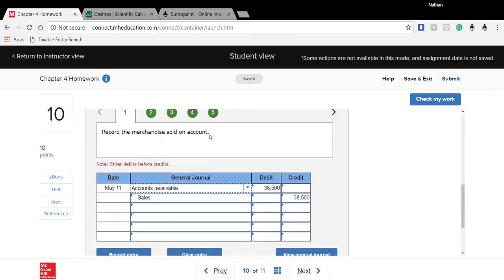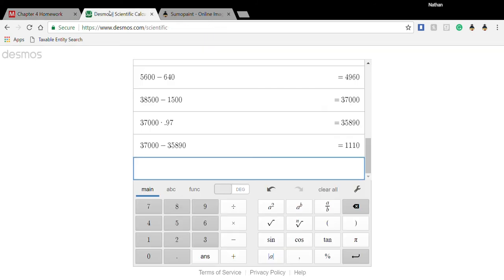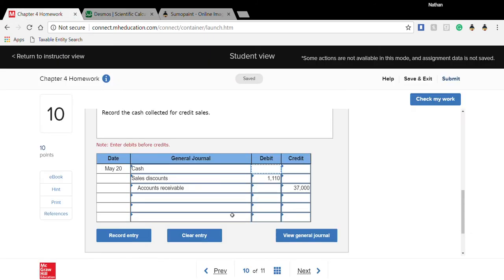And you go to the last. Again, 3,700. Discount was the 110. And of course, cash was the other one. I'm going to flip to the calculator real quick. 35,890. 35,890. Alright. Again, double check.